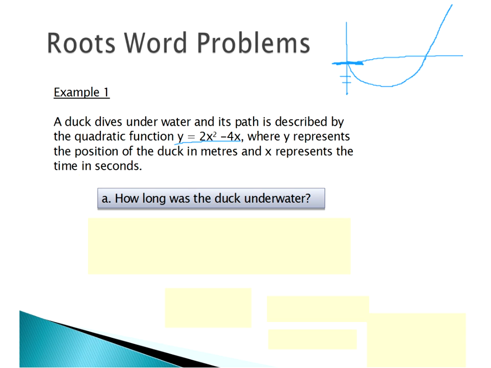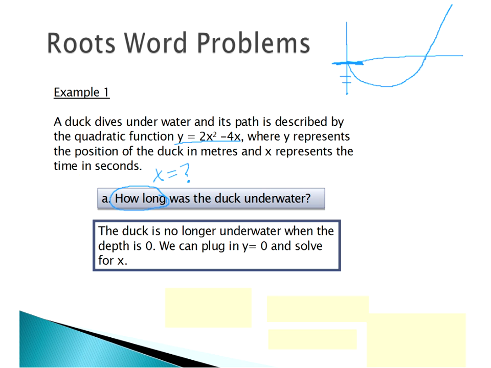So how long was the duck underwater? Well, first of all, I have to identify what I'm looking for here. This is how long. That's looking for a time value. In this case, x is time. So x equals how much? And we know that the duck is not underwater when y is bigger than 0. So if we can solve for y equals 0 here, then we can figure out how long the duck was underwater. So I plug in 0.